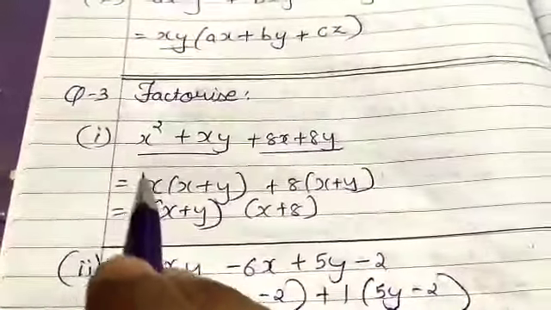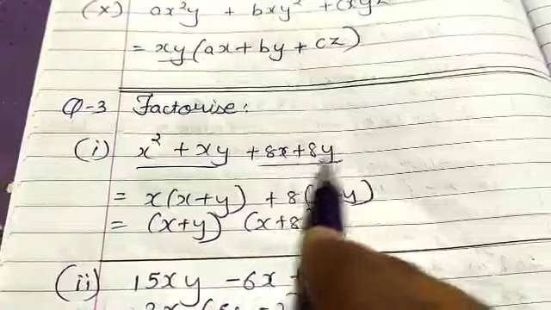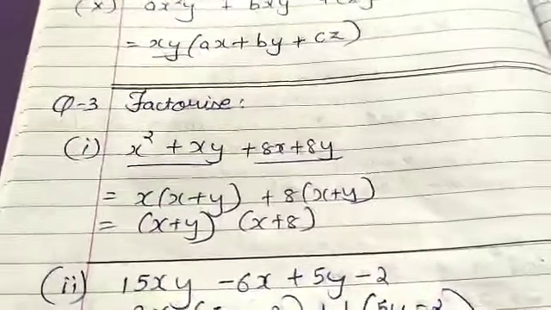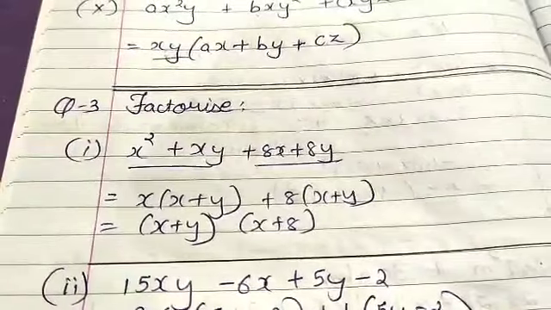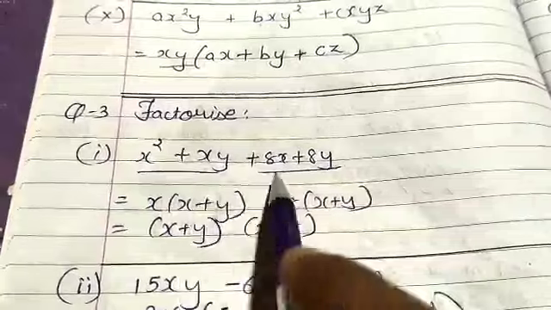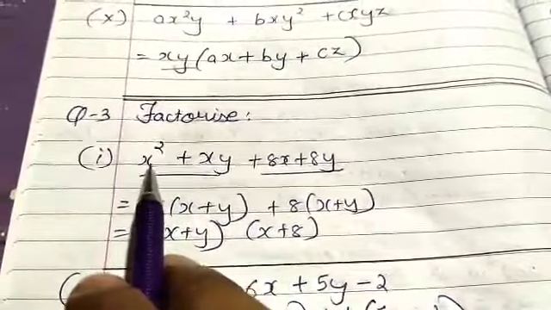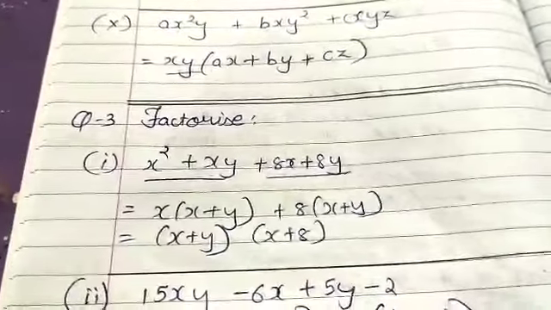Now let us see another question. Factorize the following: x² plus xy plus 8x plus 8y. There are 4 terms in the expression, so we will make groups of 2. Try to make a pair, in this way you can make a pair. Then try to find the common factor in both terms.